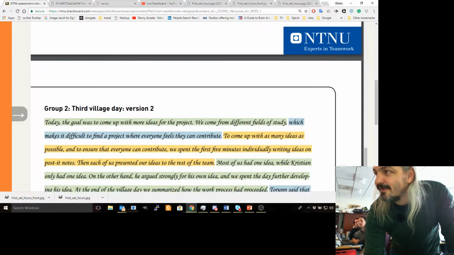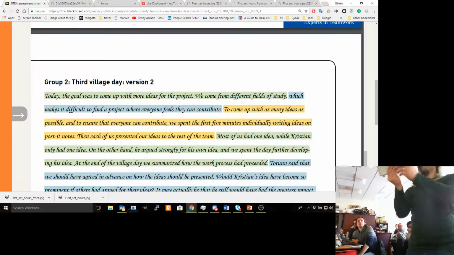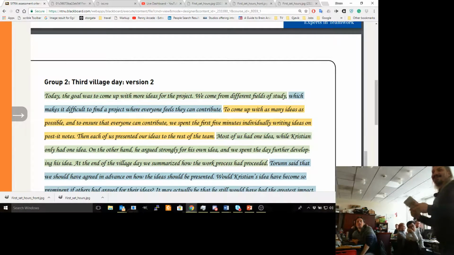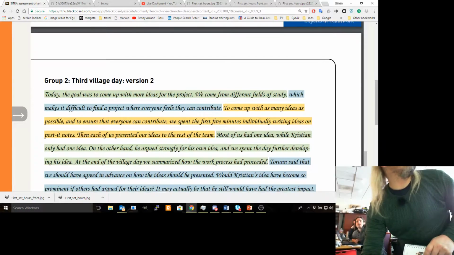Okay, so green, okay, must be coloured. See, it must be coloured green. There.